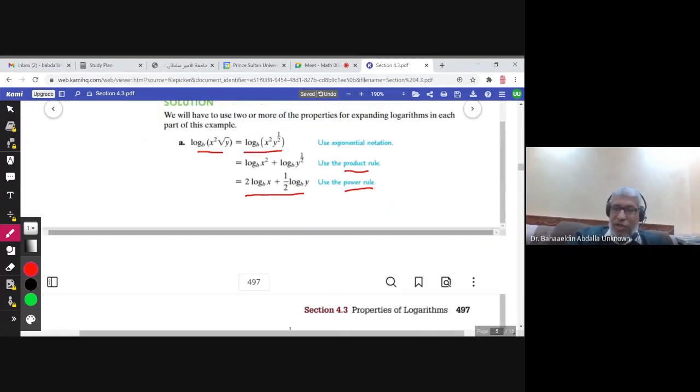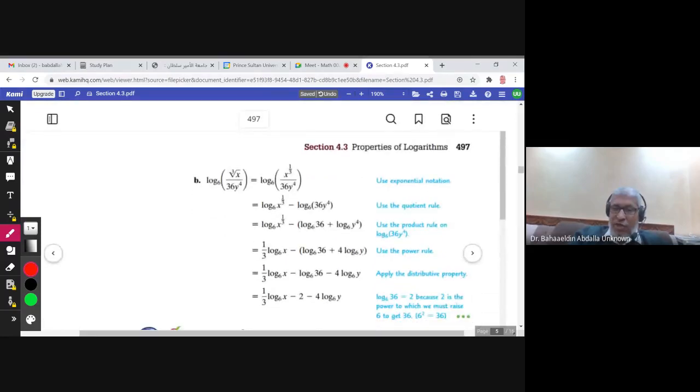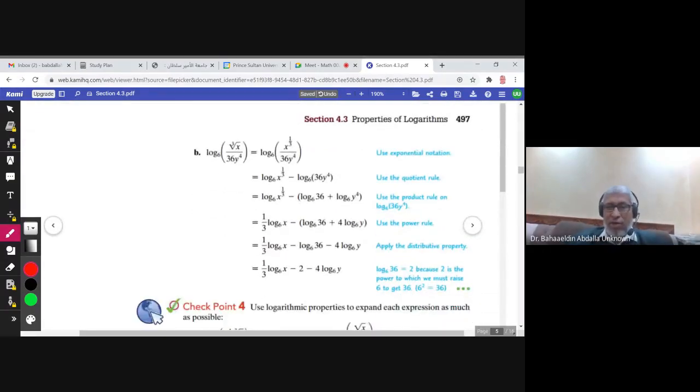This is the expansion. Let us see the second question. Here, at the beginning of the question, we have 1 log. You can write cube root of x as x to the power 1 over 3 first, and then you have a division, quotient, and multiplication in the denominator. So do it step by step. Use the quotient rule first. So we write it log x to the power 1 over 3 minus log 36y to the power 4. This is the first step.